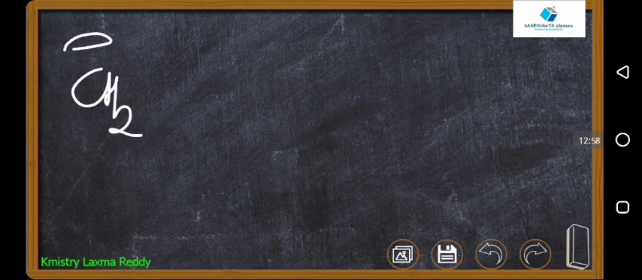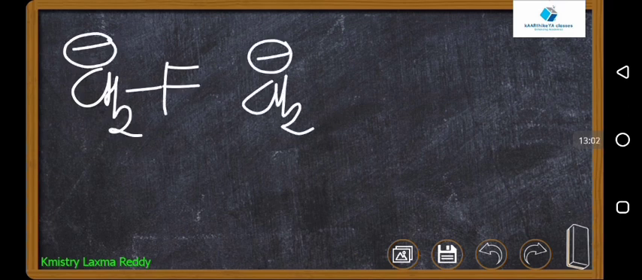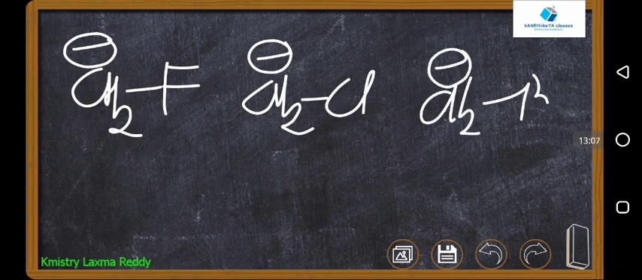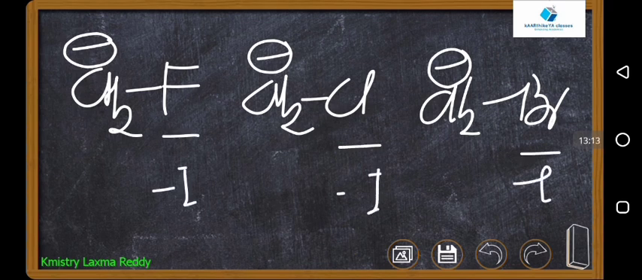So they can ask you some questions like this: CH2 minus. If a fluorine is attached, CH2 minus. A chlorine is attached, CH2 minus. A bromine is attached. Fluorine, chlorine, bromine, all are minus I groups. Minus I groups are good for carbanions. So which carbanion is more stable? The one with the stronger minus I group. Fluorine is the stronger minus I group, so this will be the order.